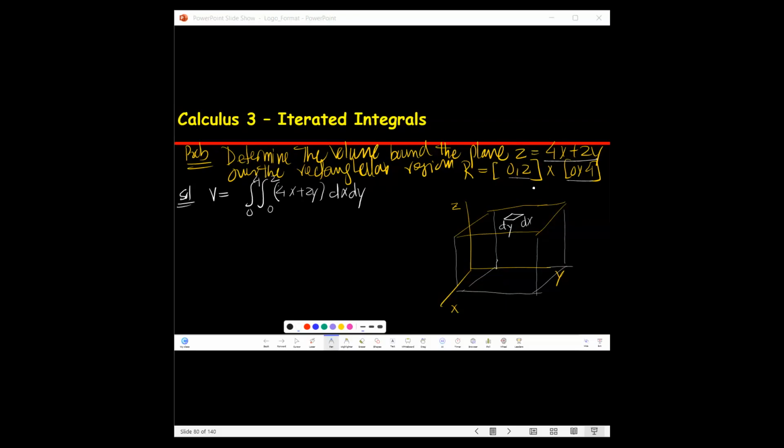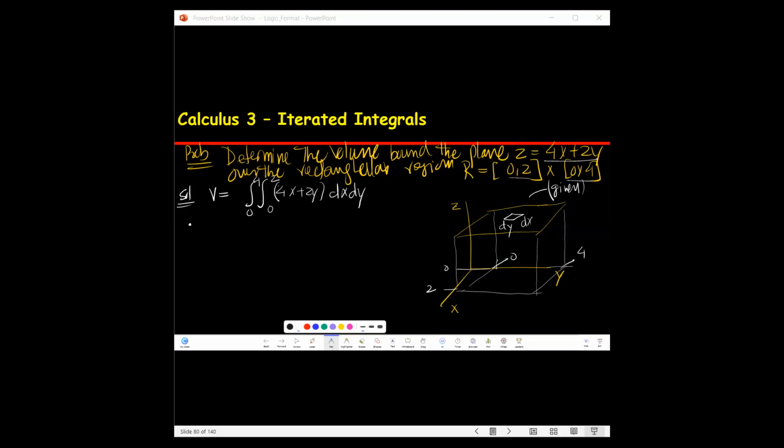And this region, by the way, is given. This diagram is given. Right? And here it is mentioned here. This one is 2. This one is 0. This one is 0. And this one is 4. Okay.